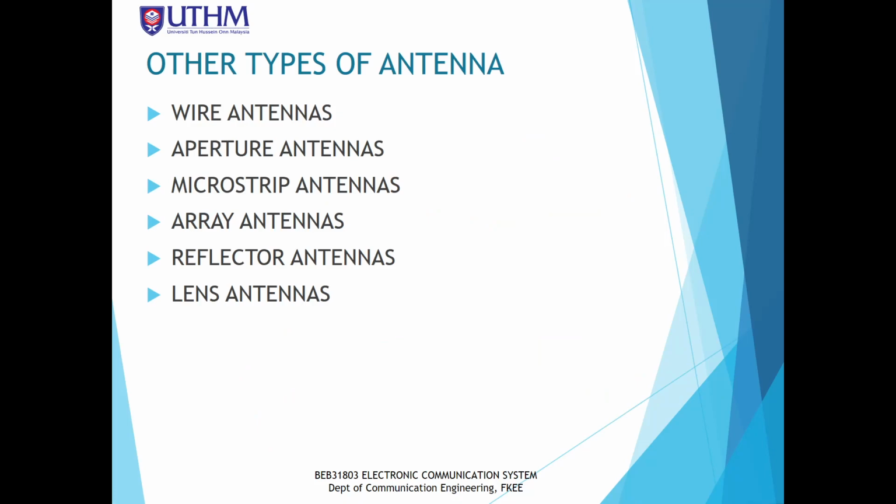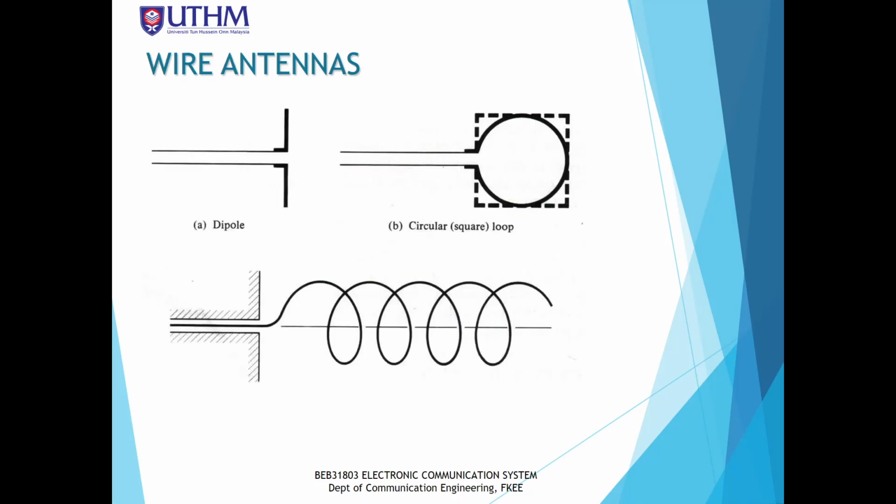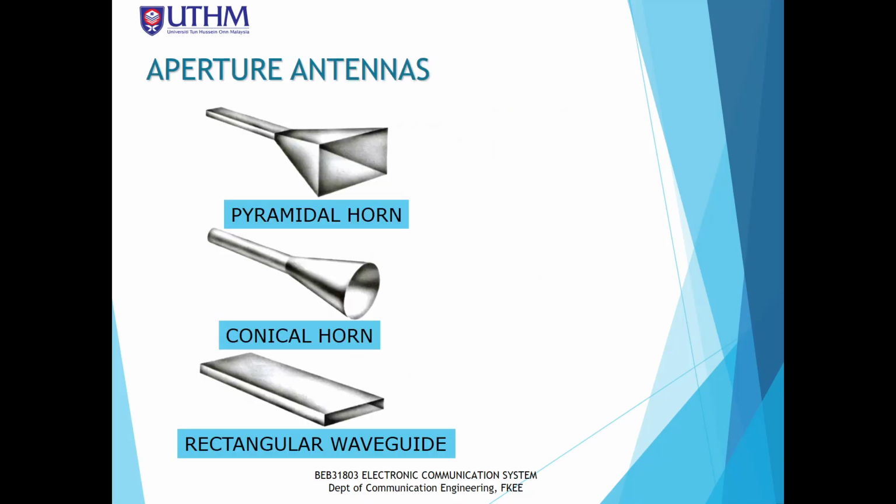it contains more pictures. Ada banyak picture, examples of antenna. This is quite interesting. We're going to see a lot of antenna design. So we have wire antenna, aperture antenna, microstrip antennas, array antenna, reflector antenna, lens antenna. Many types of antennas. Okay, banyak jenis antenna. So this is an example of wire antenna. Example of aperture antenna: pyramidal horn, conical horn, rectangular waveguide.